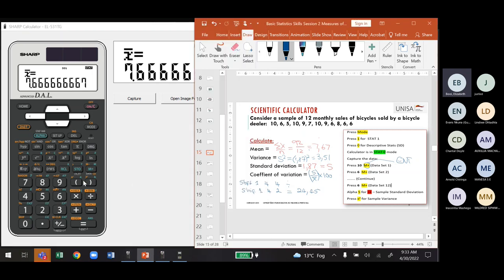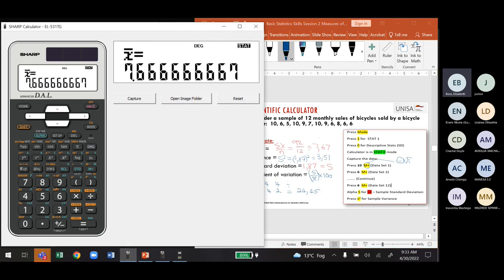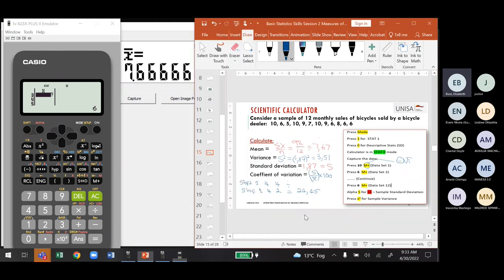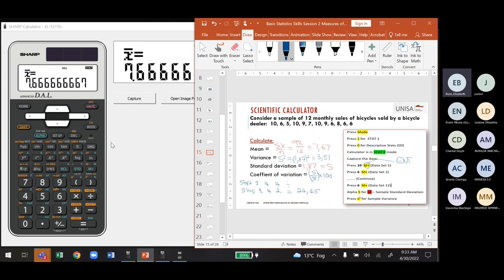So choose whichever. What I will say to those who don't have a Casio or a Sharp calculator, I will advise you to go and buy a Casio calculator, because if you're doing any mathematical calculations, you do have this fraction button, which makes things easier. Whereas with a Sharp calculator, you don't have this functionality, unless you use the Sharp Write, and you can use those functionalities. Okay, so enough with that.